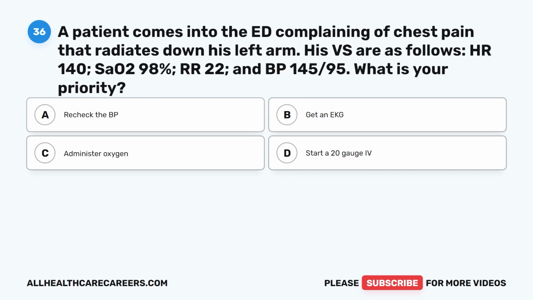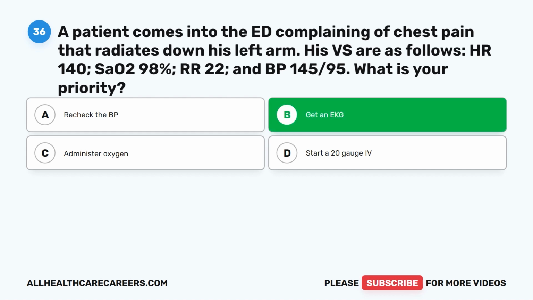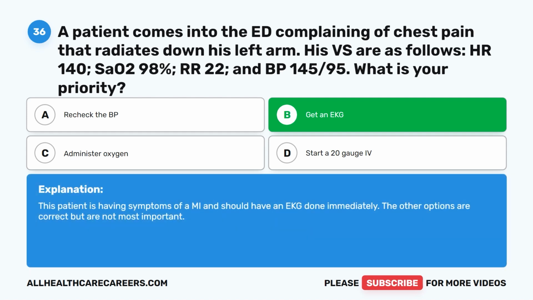Question 36. A patient comes into the ED complaining of chest pain that radiates down his left arm. His VS are as follows: HR 140, SaO2 98%, RR 22, and BP 145/95. What is your priority? A. Recheck the BP. B. Get an EKG. C. Administer oxygen. D. Start a 20-gauge IV. The correct answer is B. Get an EKG. This patient is having symptoms of a MI and should have an EKG done immediately. The other options are correct but are not most important.